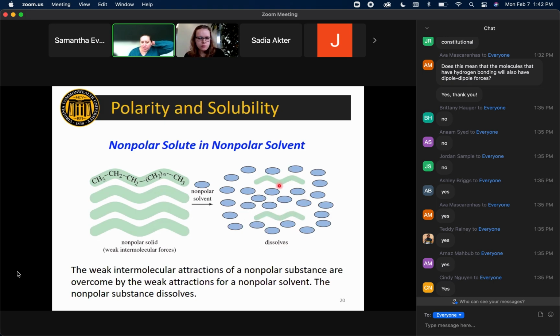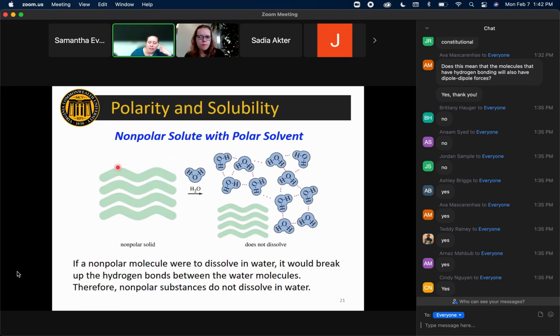It is a weak interaction, but it's still a stabilizing interaction to have this non-polar solute dissolving in a non-polar solvent. And of course, we can contrast that with trying to take our olive oil and put it in water. We all know that wouldn't work.